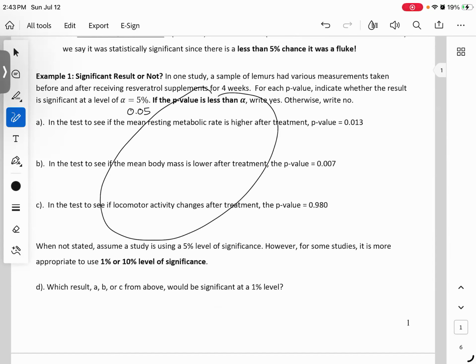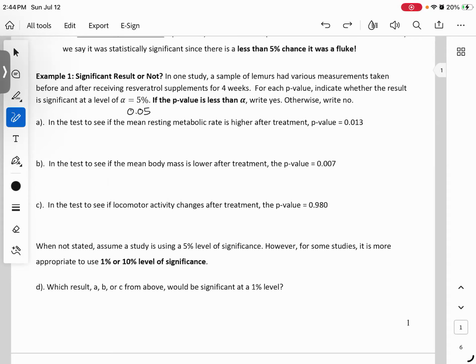One of them was to see whether that ingredient would cause their mean resting metabolic rate to be higher. Another test was to see whether it would lower their mean body mass. And a third was to see whether it would have any effect on their locomotor activity. So three separate tests, and all three had their results. In terms of showing something higher, lower, or different, they each have a corresponding p-value.